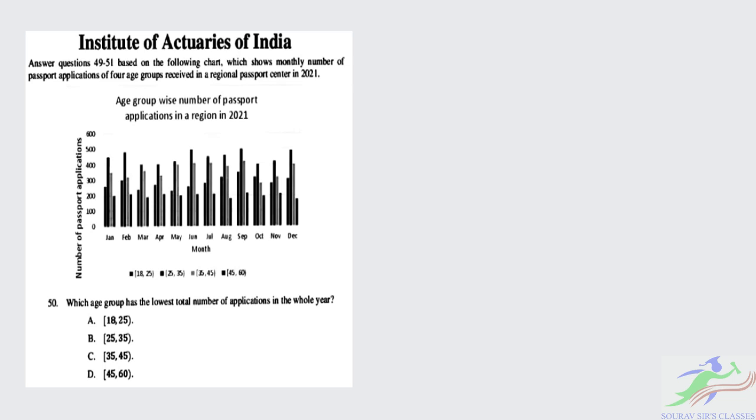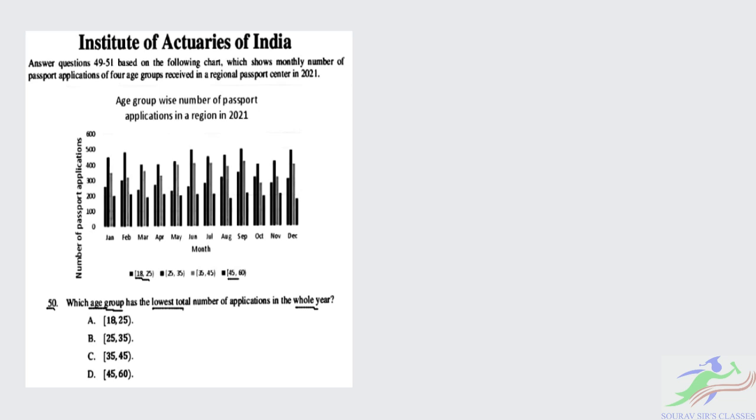Then question number 50, for the same chart based on the age group wise number of passport applications in a region. It is asked which age group has the lowest total number of applications in the whole year. Again from observation, you can see that in any of these 12 months, the age groups 25 to 35 and 35 to 45 are more or less above 300 or more. But in the case of 18 to 25 and 45 to 60, these are the lowest.